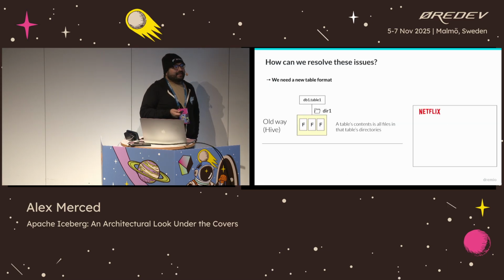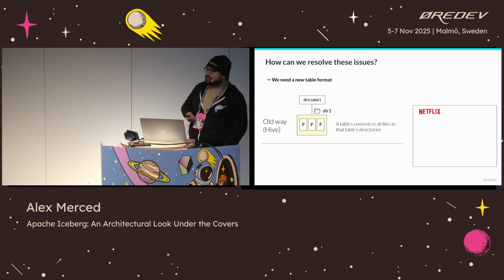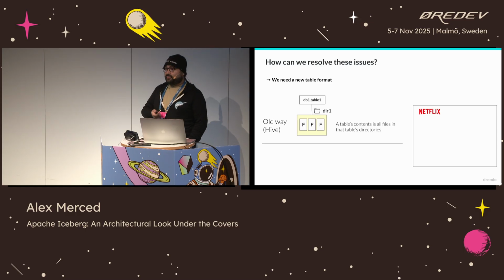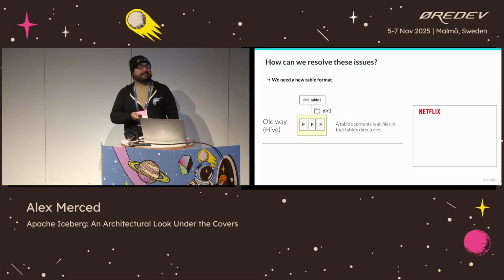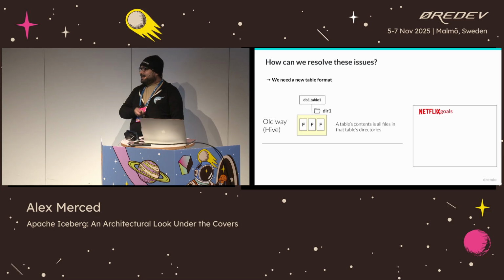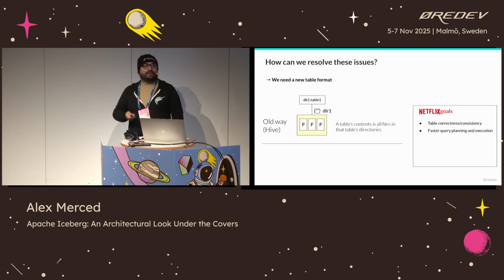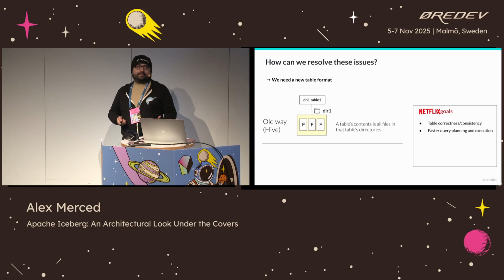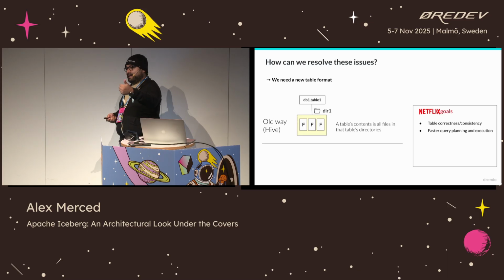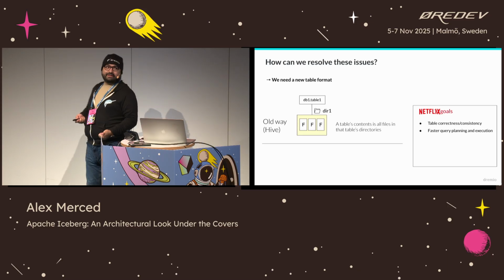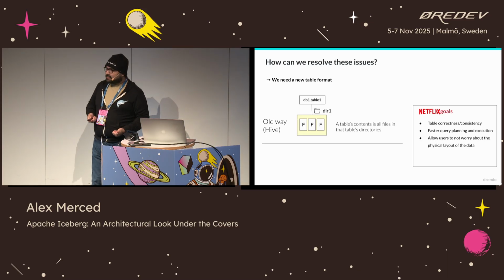And Netflix was using Hive, and Netflix was really starting to feel these bottlenecks when you think about the level of terabytes and terabytes of data that Netflix has. So they wanted to create a new system. One, they still wanted to make sure that they can get the correct table consistently every time, but they wanted to have faster query planning.